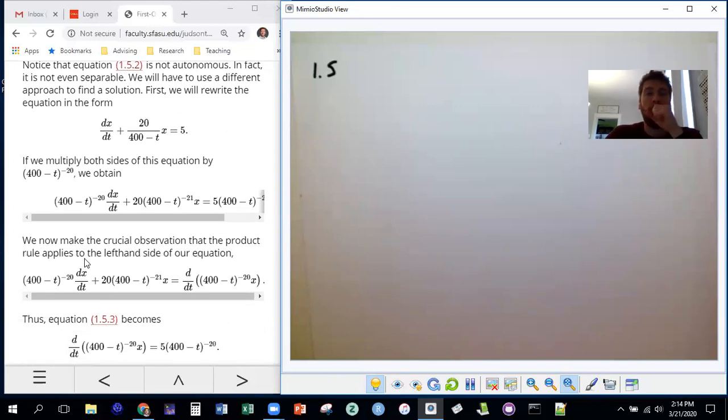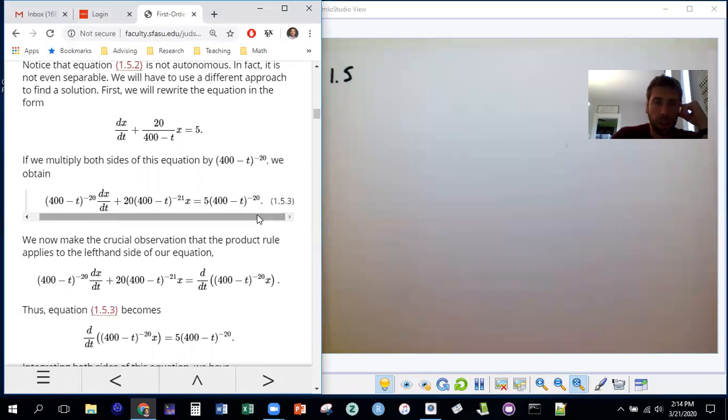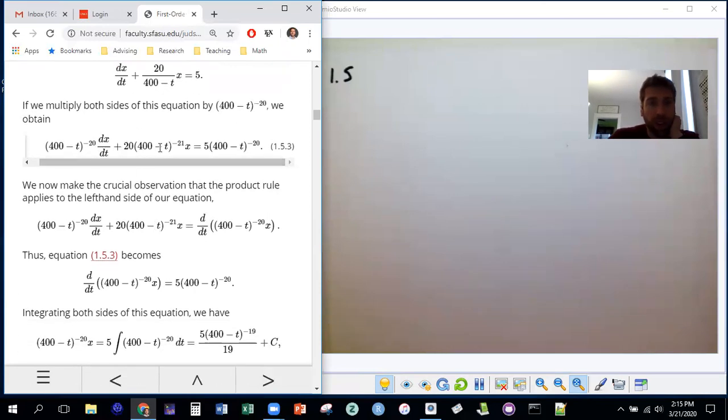And so, after they multiply by that thing, I need a little more room here to show the equation. After they multiply by that thing, the left side now looks like this. Okay, so now notice that the power here is different, -20 and -21. So then notice now that this looks a lot like what you would get after doing a chain rule or a product rule.